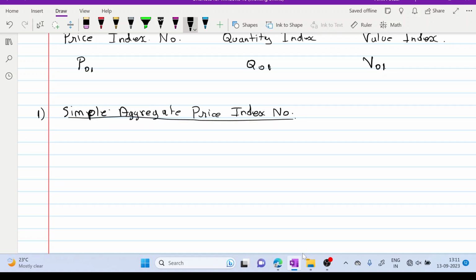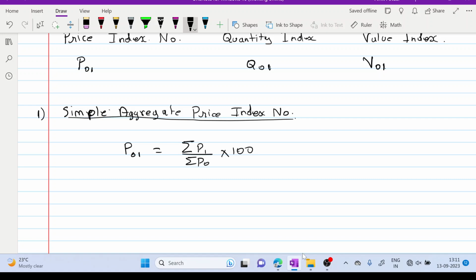Okay, simple aggregate price index number. So this is P01. It's a price index number. That's why we are writing it as P01. But the method of finding this is called the simple aggregate price index number. So that is equal to summation P1 upon summation P0 into 100.